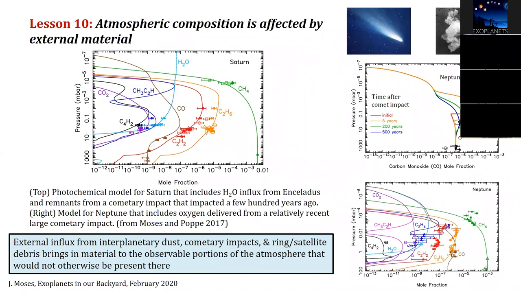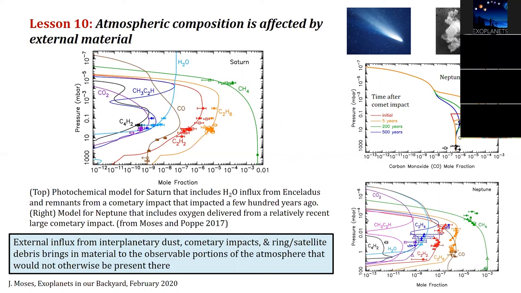There's external material coming into these atmospheres, and this could be very important for exoplanets that are close to their host stars, because they're in the gravitational potential well of their star, and so there's a strong gravitational focusing, and more material is coming in. So on basically all the planets except for Uranus, we have evidence for large cometary impacts within the last few hundred years.